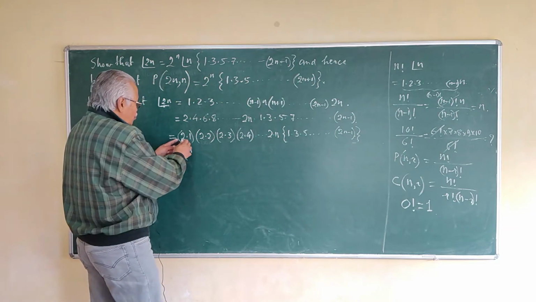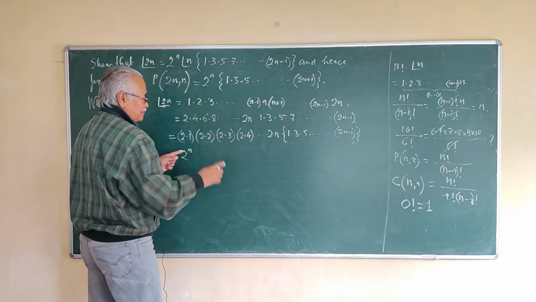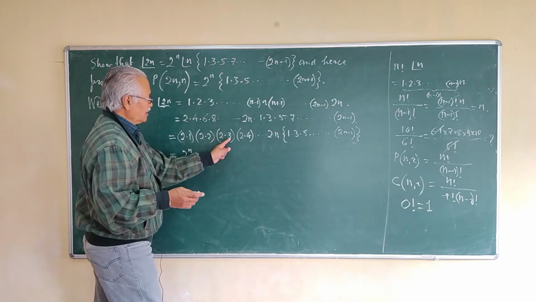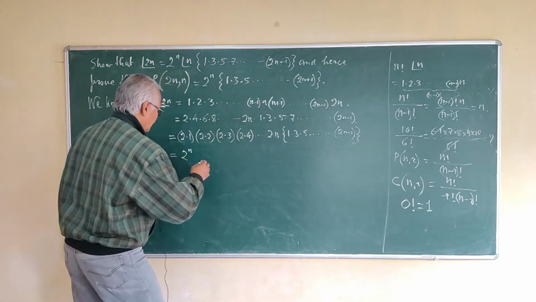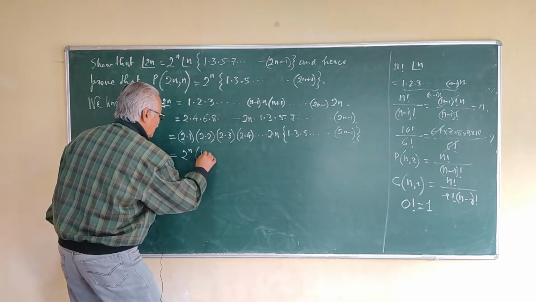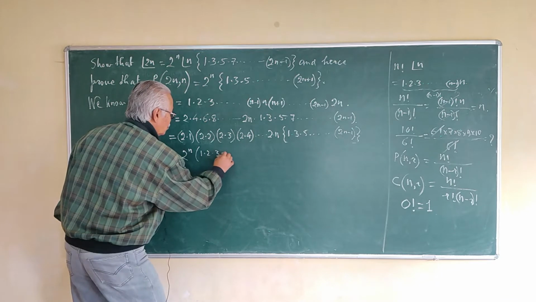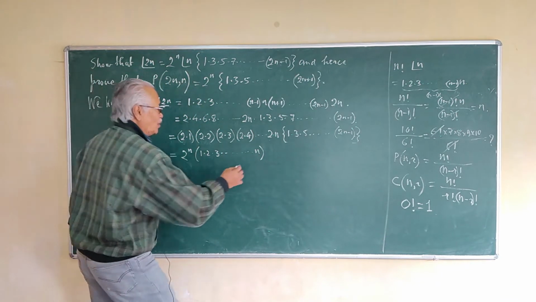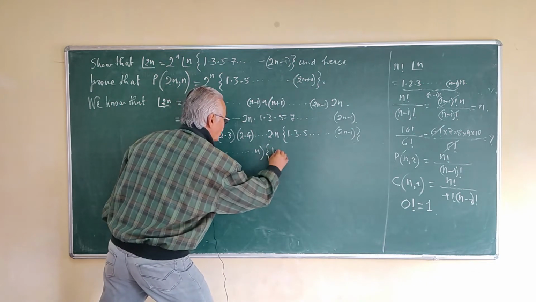Now these 2's have been taken care of. So what are you left with? You are left with 1, 2, 3, 4 up to n. So you are left with 1 into 2 into 3 into up to n. Fine? Okay. So far so good.